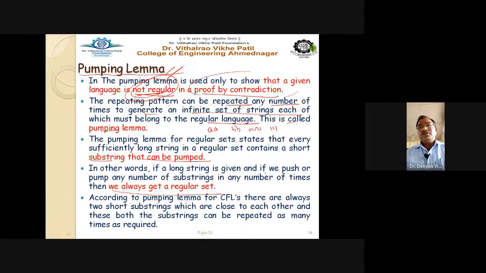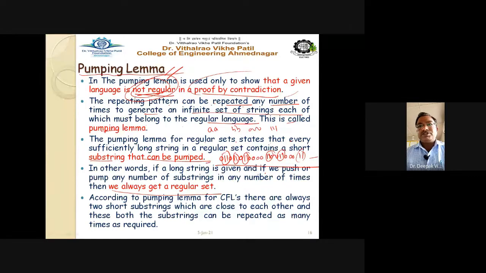Suppose you have the string like this: 0 1 1 0 1 1 0 1 1 0 0 0 0 1 1 0 0 1 1 0 0 0 1 1. So if this string is given, there is a substring that contains consecutive ones. I can find here, yes, this is one substring, this is another substring, this is another substring. So there are so many substrings contained in that particular string.